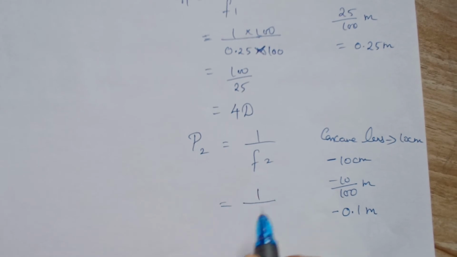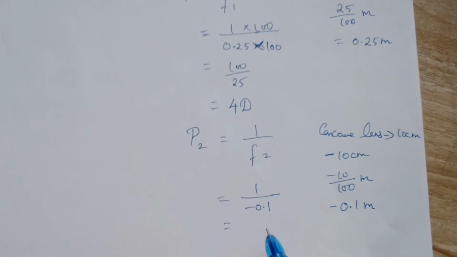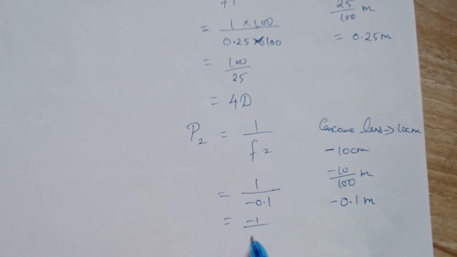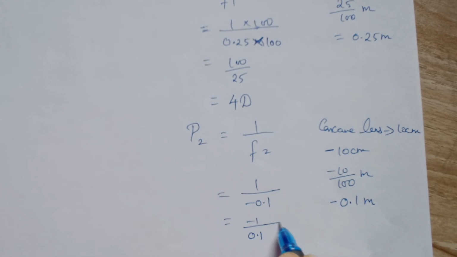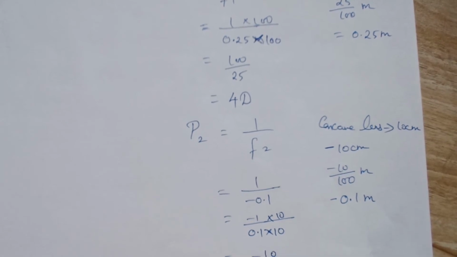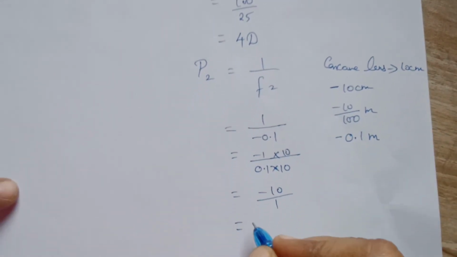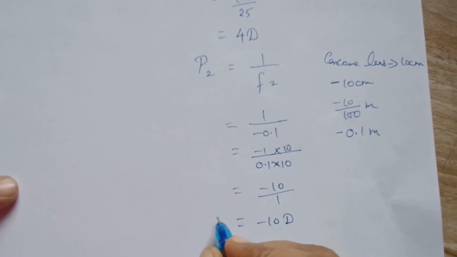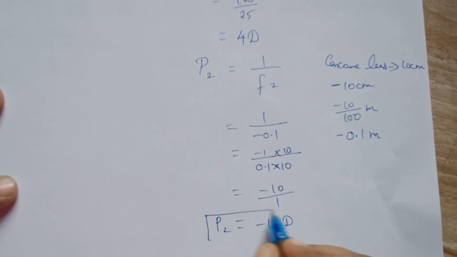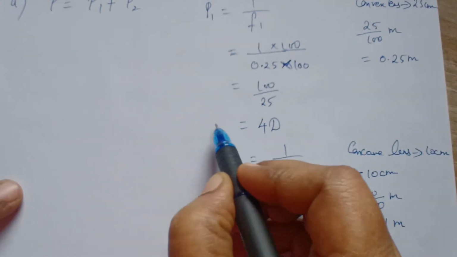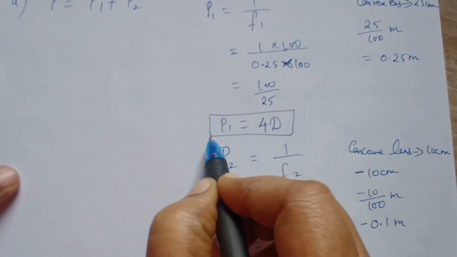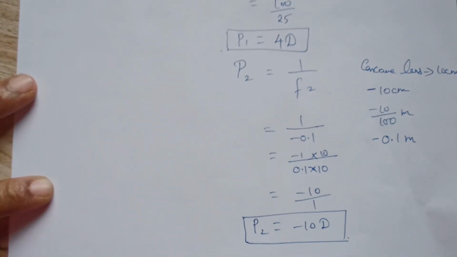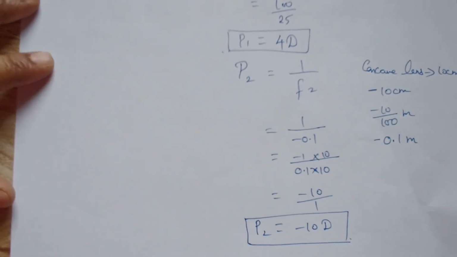That is equal to 1 by minus 0.1. We need to first remove the negative sign in the denominator, so minus 1 by 0.1. Then we need to remove the decimal point, so multiply by 10 here also. Minus 10 by 1, right? That is equal to minus 10 D. So your P2 is equal to minus 10 D. P1 is equal to 4 D. Okay, we found the values for P1 and P2. Now we will substitute here.